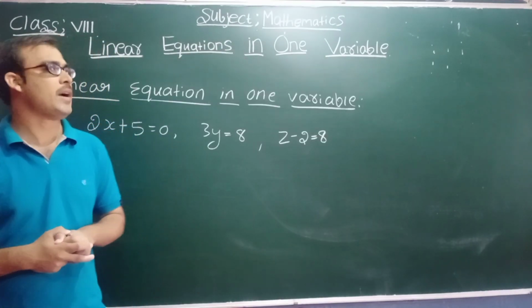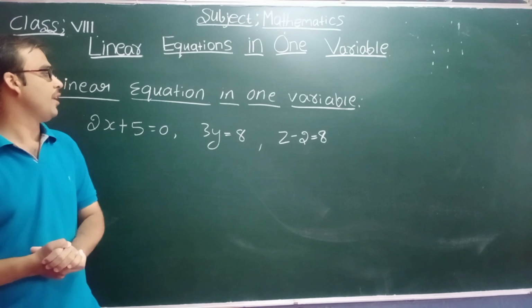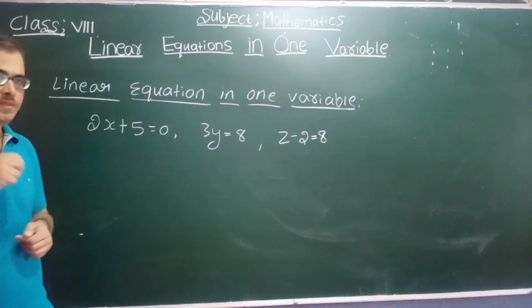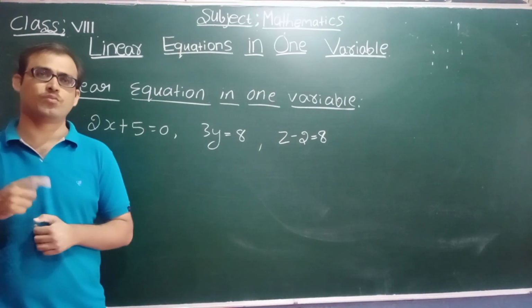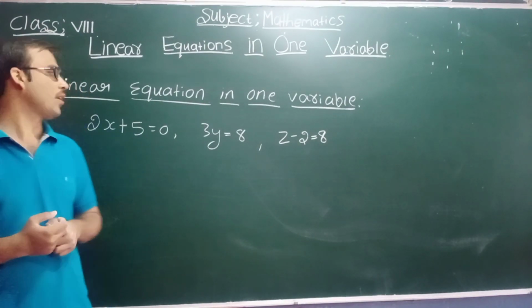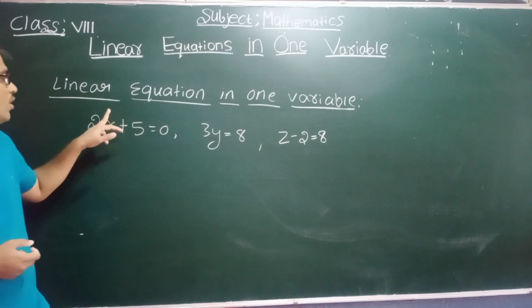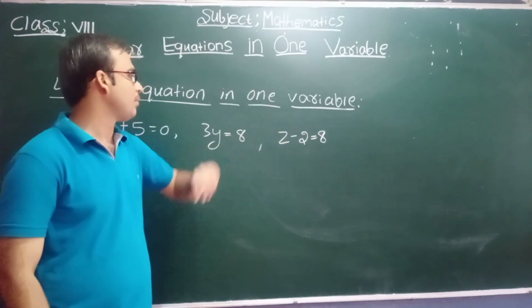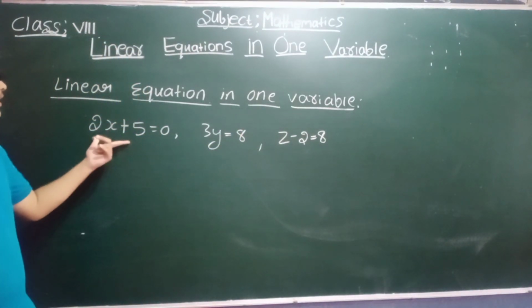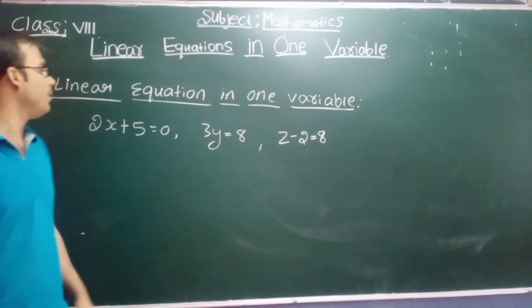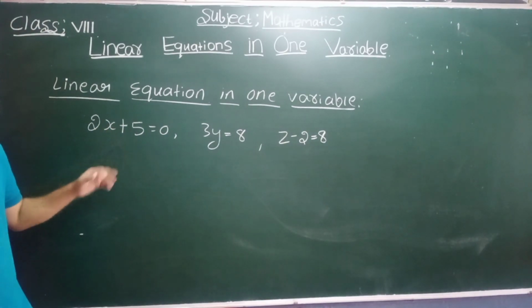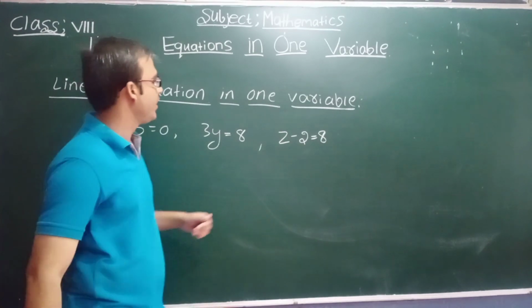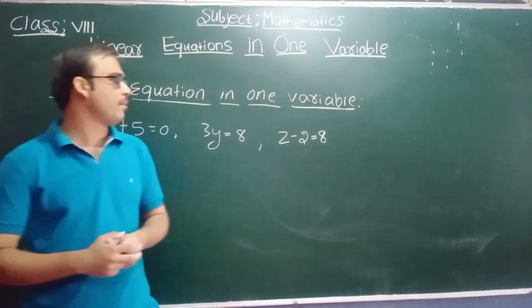Now we'll see what is meant by a linear equation in one variable. As I told you, if the highest exponential power of the variable is 1, then we can call it a linear equation. Here the highest exponential power of x is 1, of y is 1, and of z is 1. And "in one variable" means the equation must contain only one variable: here the variable is x, here y, and here z.